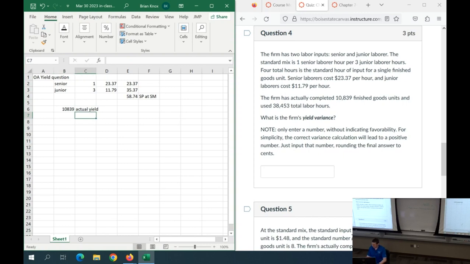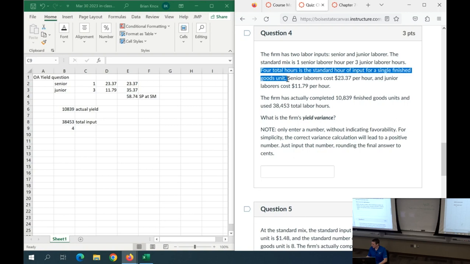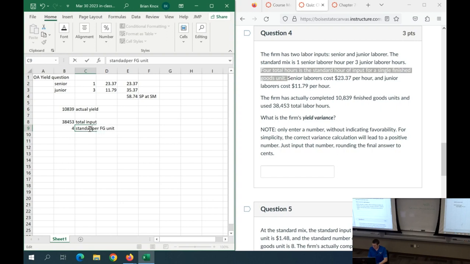And it tells us that we used 38,453 total labor hours, which is the input we're talking about. And so if we have 4, which is from up here, 4 total hours is the standard hours of input for a single finished goods unit, that's our standard input quantity, input units, how about that?